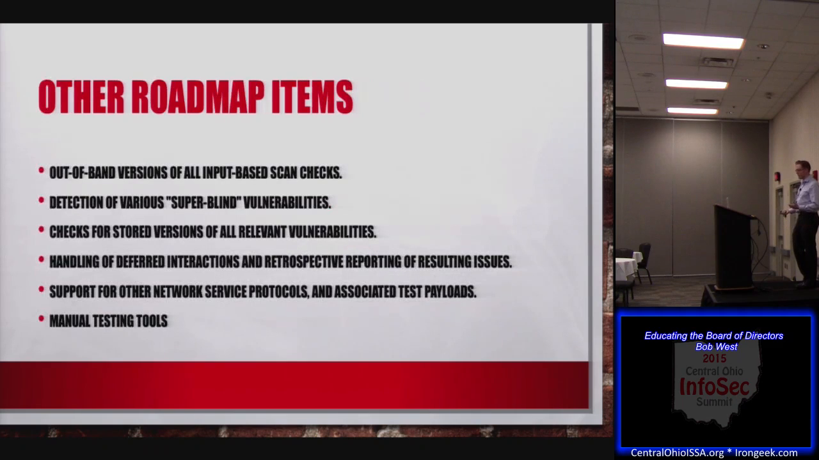So other roadmap items that they mentioned were out-of-band versions of all of the input-based attacks and checks that they have in Burp. I've not quite seen that yet. Detection of various super blind vulnerabilities, checks for stored versions of the relevant vulnerabilities, and then handling deferred interactions, and the support for other network services associated with payloads, and manual testing tools. The manual piece, I think, is when it'll be the most valuable there.